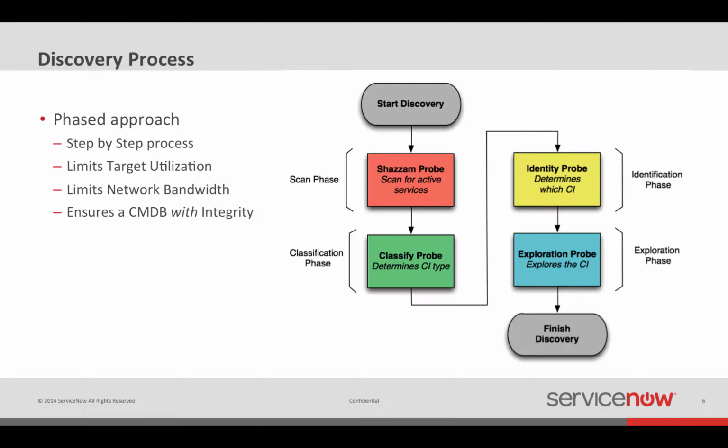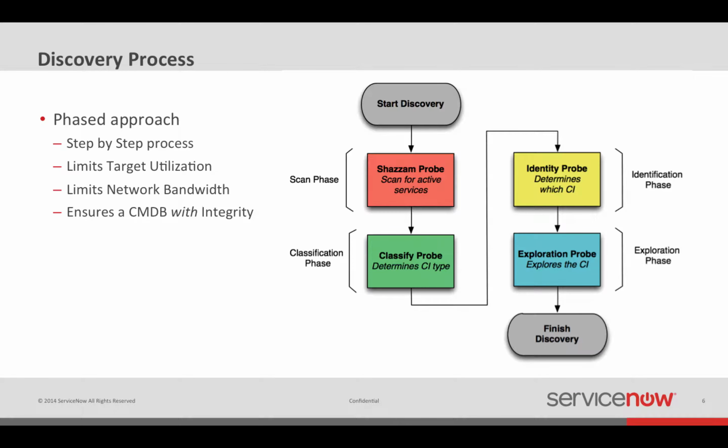where first let's pretend you're scanning 100 IPs. Our discovery, our MID Server, is going to send out little Shazzam probes to each of those 100 IP addresses and check which are alive. So out of those 100, our scanning phase might tell us these 10 IPs are alive and have occupying devices.